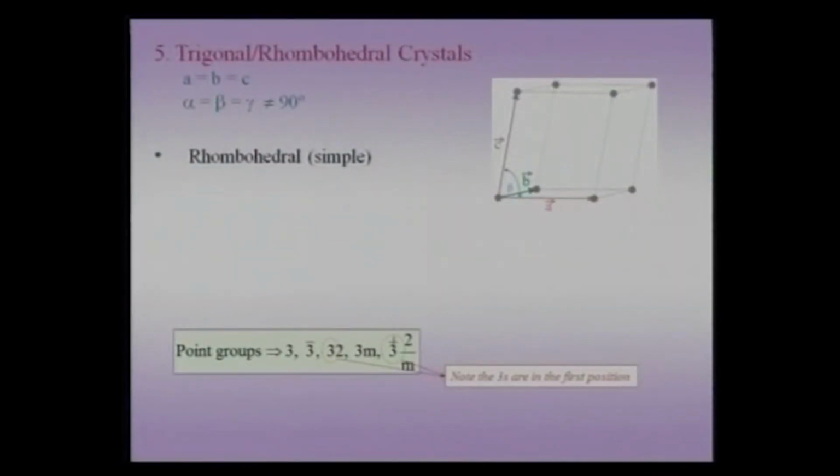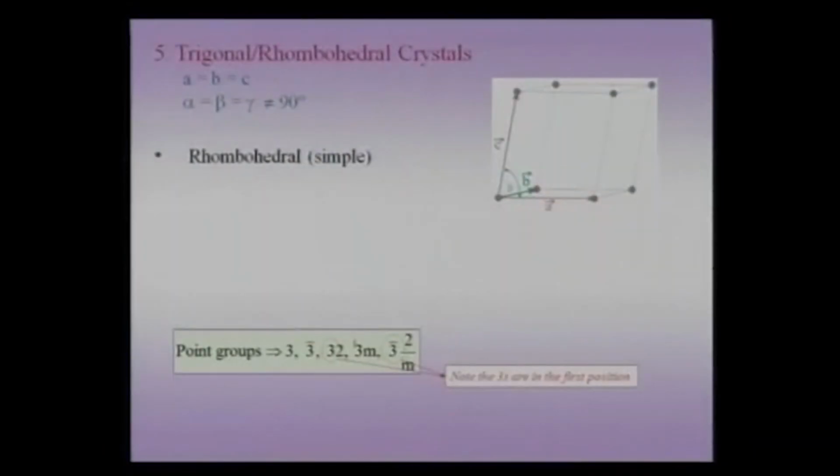So all rhombohedral lattices and some crystals based on them would have 3-bar 2/m symmetry with the 3 in the first place, and rhombohedral crystals could have a lower symmetry, and these symmetries include 3m, 32, 3-bar and 3.